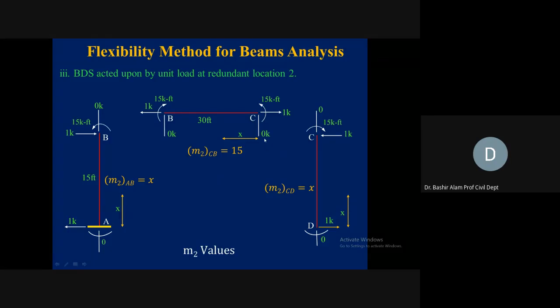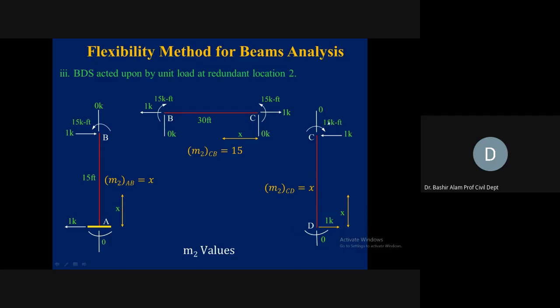Joint C should be in equilibrium. So here we have 0 vertical. 1 kip rightward directed, so 1 kip leftward directed. Summation of Fx satisfied. Moment counterclockwise 15 kip-feet, so 15 kip-feet clockwise, they are balancing each other. So joint C is in equilibrium.